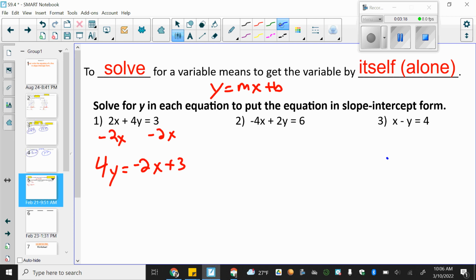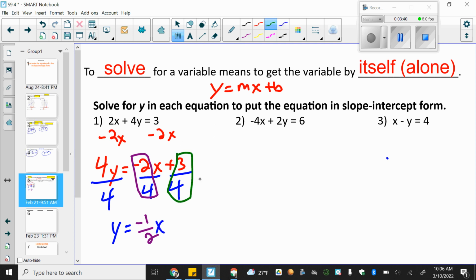All right, that's step 1. Step 2, divide every piece by whatever's with the y. So that's going to make y on this side. We have some possible fractions. We have -2 over 4. -2 over 4 is a fraction. You can reduce by 2 and get -1/2 x. And then we have 3/4. That can't be reduced. We're at plus 3/4. So my answer is y equals -1/2 x plus 3/4.